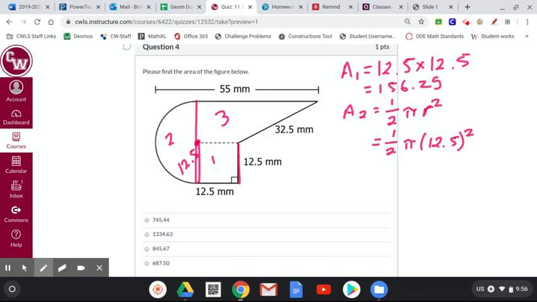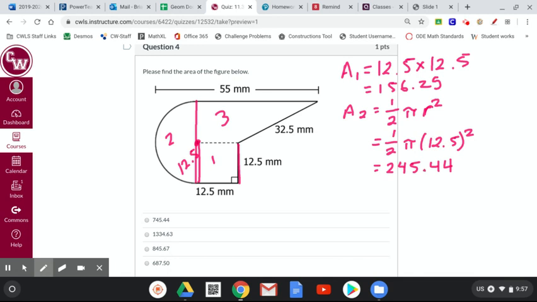Okay. Now, when you do that, make sure you do the 12.5 squared first and then multiply that number by pi. And then you're going to divide that all by 2, which should give you 245.44. And I'm rounding to 2 decimal places because the answers are all rounded to 2 decimal places.